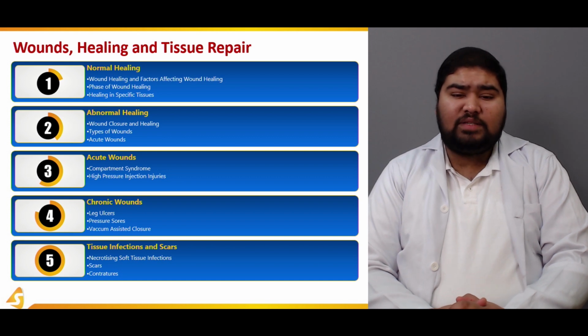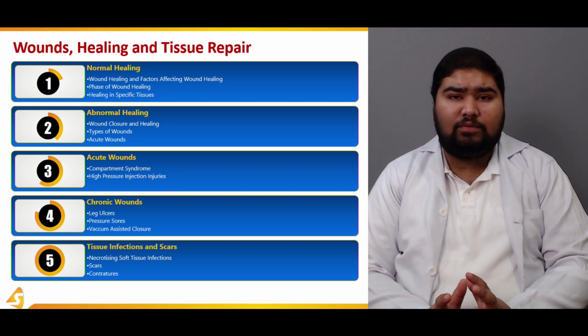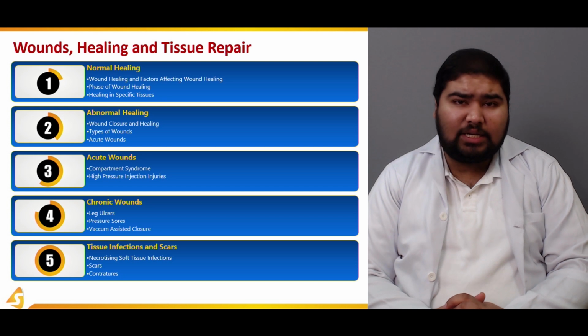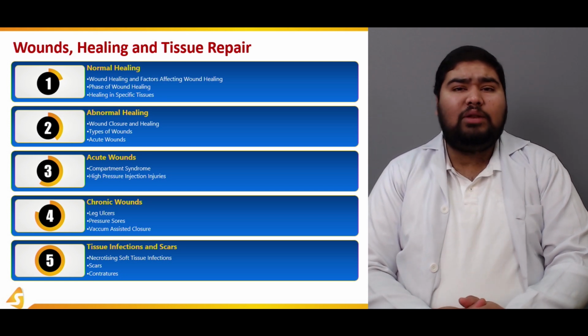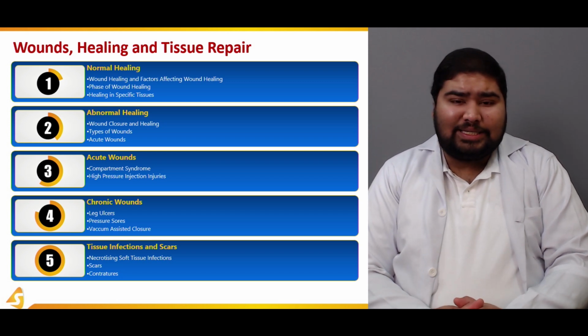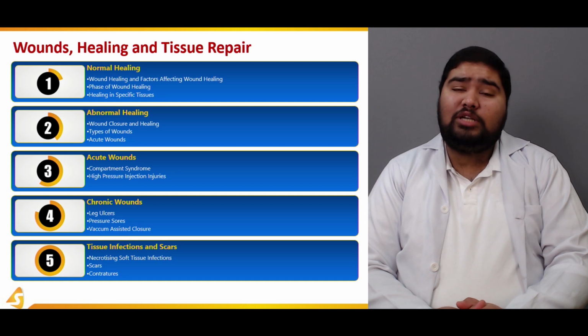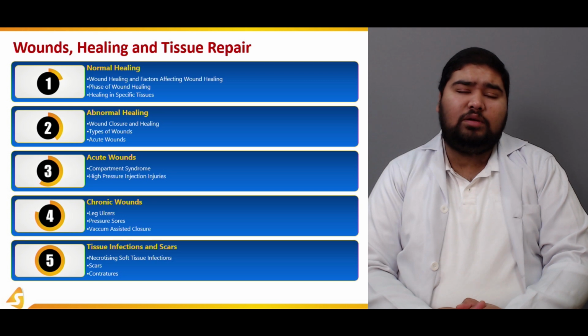And in the fifth section, we'll talk about the tissue infections and scarring. We'll see how these wounds can become infected or can be infected in the first place, in the beginning even. And then we'll talk about the scars which are formed when a wound is healed. And finally, we'll talk about contractures. We'll see what contractures are and how they limit the movement of the body.